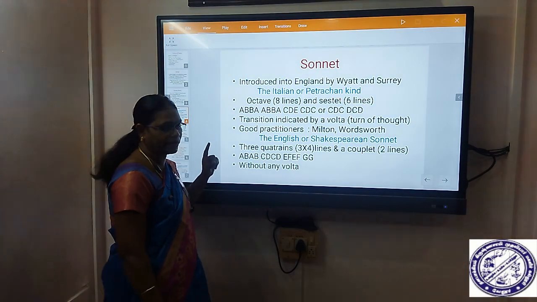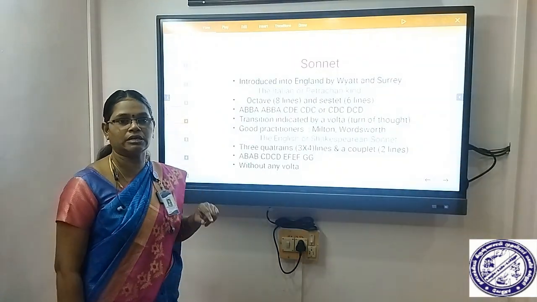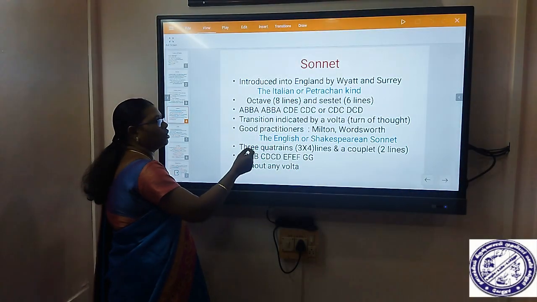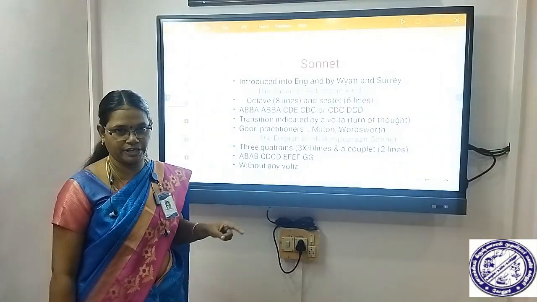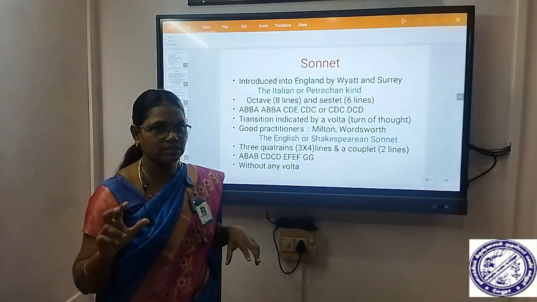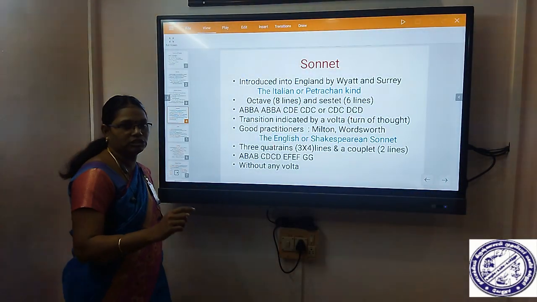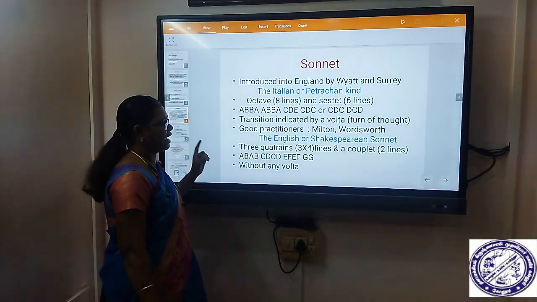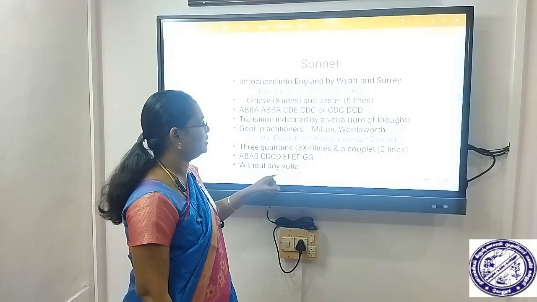The next form is sonnet. It is one of the famous forms of English literature. It was introduced into English literature by Surrey and Wyatt. The Italian sonnets are the Petrarchan sonnet kind, and another kind is the English, the Shakespearean sonnets. Petrarchan sonnet contains an octave of 8 lines and a sestet of 6 lines, and the English or Shakespearean sonnet is divided into 3 quatrains and an ending couplet. In the octave, the rhyme scheme is A, B, A, B, B, A, and the sestet C, D, E, C, D, E, or C, D, C, D, C, D.